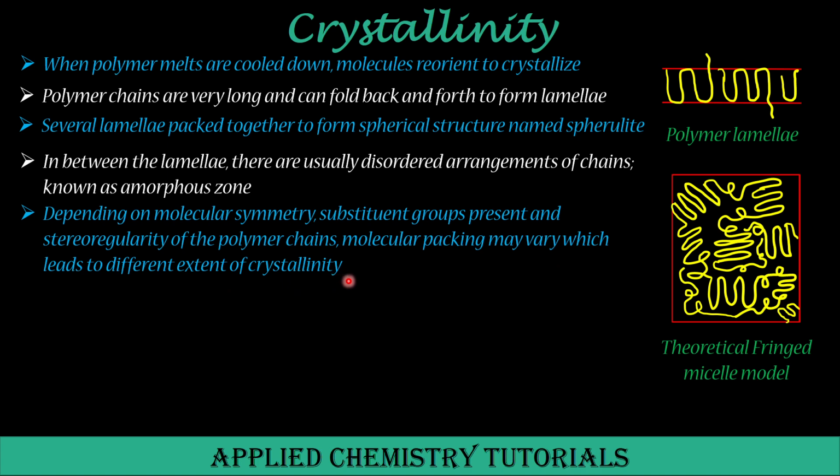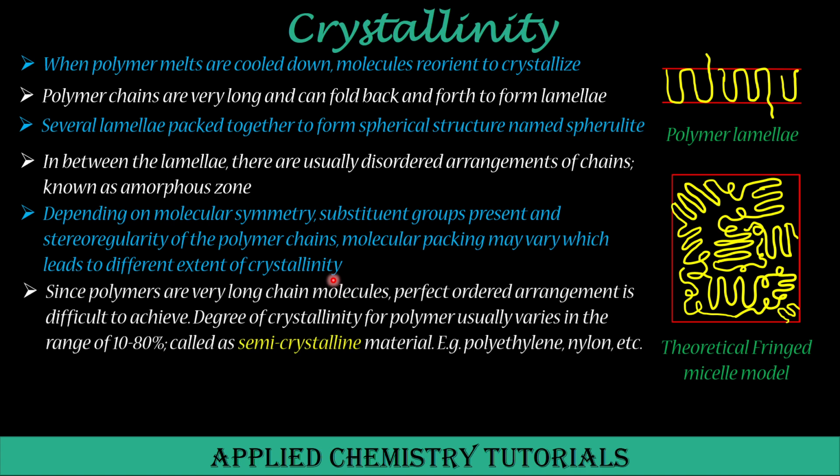Suppose the substituent groups are bulky or the stereoregularity is atactic type, then the polymer chains cannot be ordered properly, so the crystallinity will be low. Since polymers are very long chain molecules, perfect ordered arrangement is difficult to achieve. The degree of crystallinity for polymers usually varies in the range of 10 to 80%, so they are called semi-crystalline materials. Examples are polyethylene, nylon, etc.